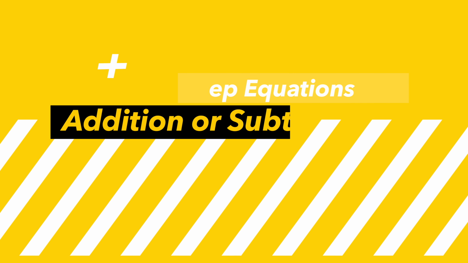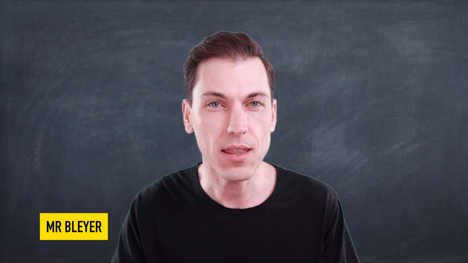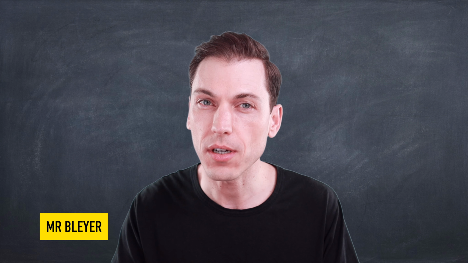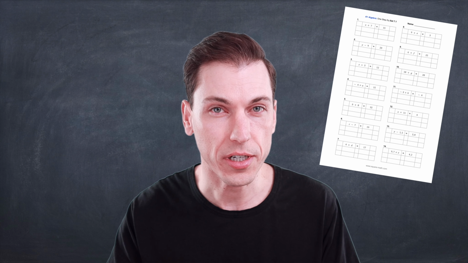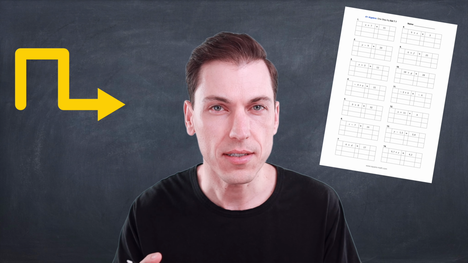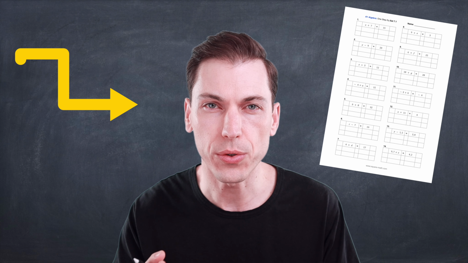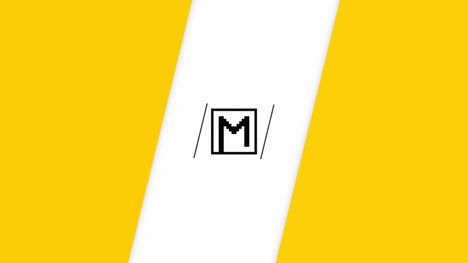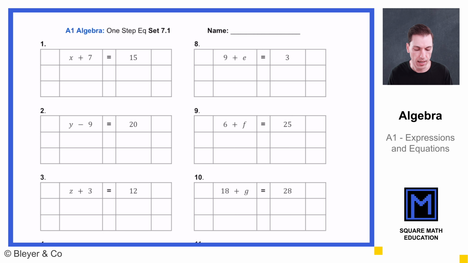Another series of lessons. We're going to start today by solving equations. We're going to be solving one-step equations with addition or subtraction. Let's look at our worksheet. If you are solving at the same time, make sure to pause, try first, and then continue the video. Our first equation is x plus 7 equals 15.